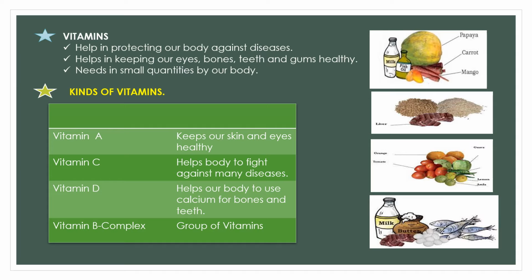Number one is vitamin A. What does it do? It keeps our skin and eyes healthy. Vitamin C helps the body to fight against many diseases. And vitamin D helps our body to use calcium for bones and teeth. And vitamin B complex is a group of vitamins. Here in the pictures, you can see the various sources of vitamins. Also, one major important thing is that sunlight is a big source of vitamin D. You can get vitamin D from direct sunlight.